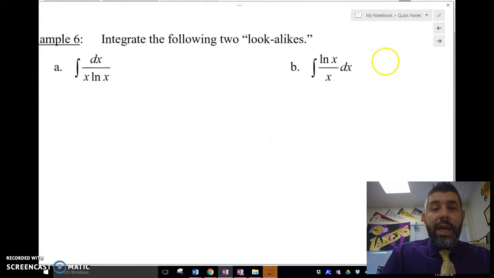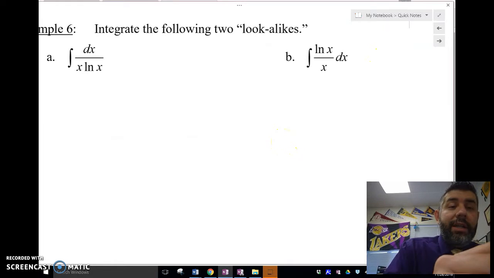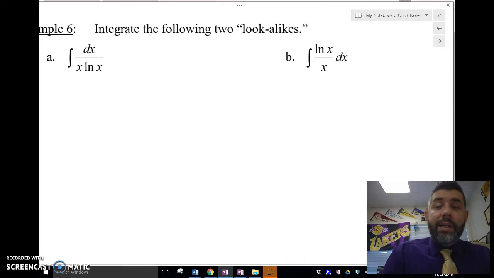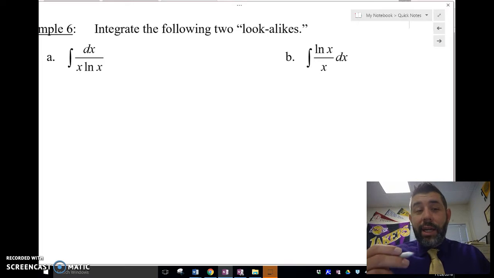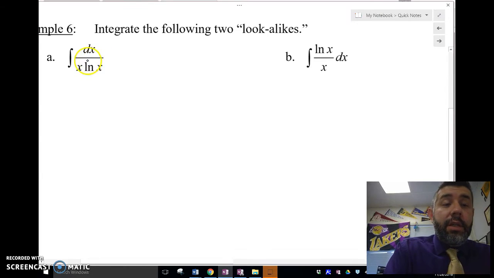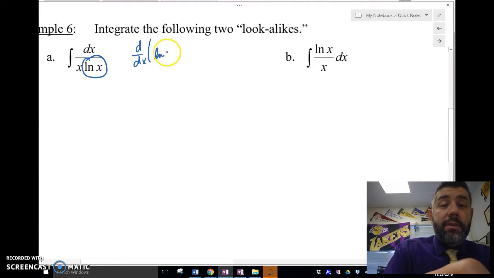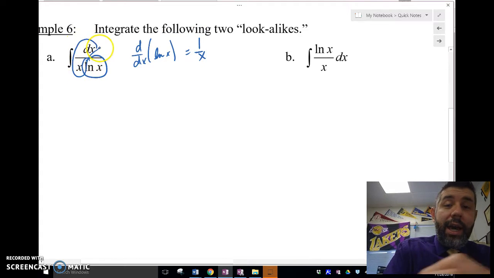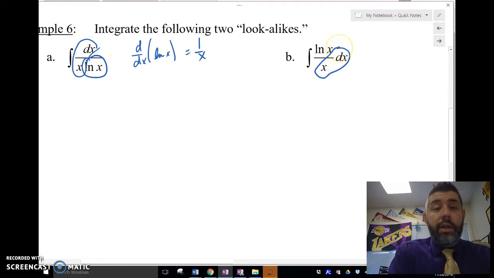Okay, let's take a look at these last two. We've got the integral of dx over x ln x, and the integral of ln x over x dx. In both of these cases, the derivative of ln x is going to be 1 over x, right? So in both of these cases I have the hook. The difference between the two is that in this case the ln is in the denominator, and in this case the ln is in the numerator.